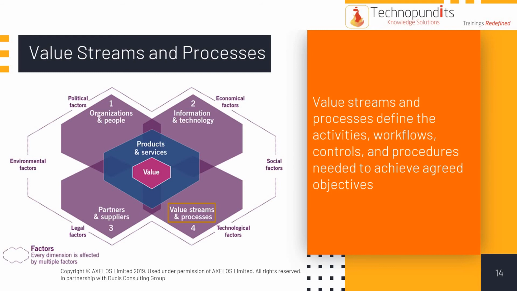Value streams and processes. Now let's look at the final dimension, which is value streams and processes. Value streams and processes define the activities, workflows, controls, and procedures needed to achieve agreed objectives. Applied to the organization and its SVS, the value streams and processes dimension is concerned with how the various parts of the organization work in an integrated and coordinated way to enable value creation through products and services. The dimension focuses on what activities the organization undertakes and how they are organized, as well as how the organization ensures that it is enabling value creation for all stakeholders efficiently and effectively.